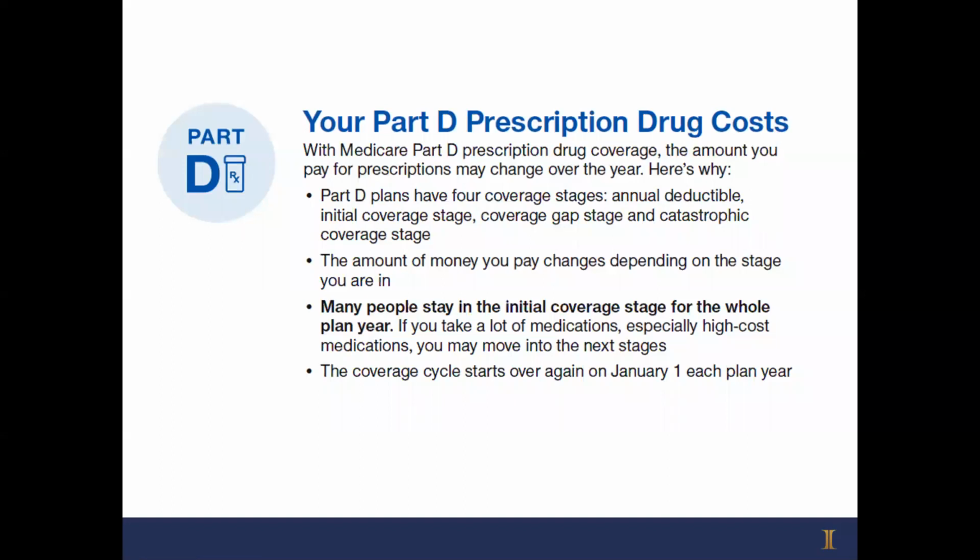With the prescription drug coverage, the amount that you pay for your prescriptions can change over the year because there is 4 stages with the Part D plan. You have your annual deductible. Now this is the donut hole that I was talking about in the very beginning. So you start off with your annual deductible, then it goes into your initial coverage stage, coverage gap stage, and then your catastrophic coverage stage. And I'll get into more details as we go on those, but those are the 4 stages of your Part D prescription drug plan. The amount of money that you pay will change depending on which of those stages that you fall in.